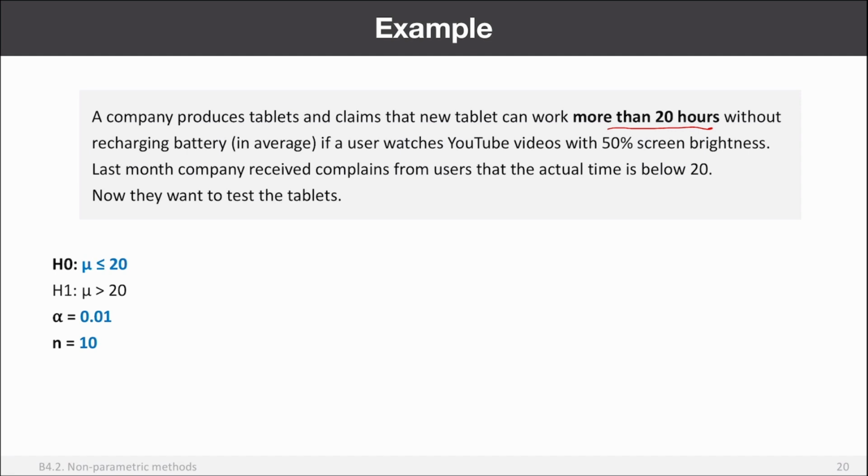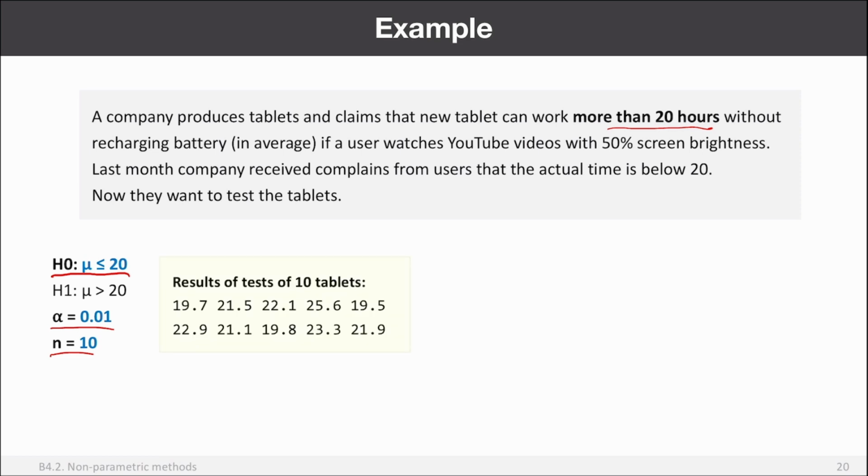Okay. So that was our initial null hypothesis. Although we trust our tablets, we still have a null hypothesis of no effect, that our tablets are not as good as we expect. We follow the claim of our customers, right? And then our null hypothesis is that the average working time is below 20 hours, right? Then we have the alpha, then we have the sample size, and this is the sample. So this is the result of a test of 10 tablets. This is how many hours they worked just by watching YouTube videos with 50% screen brightness.